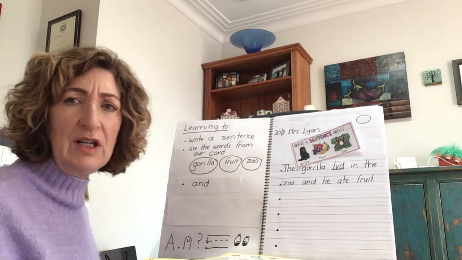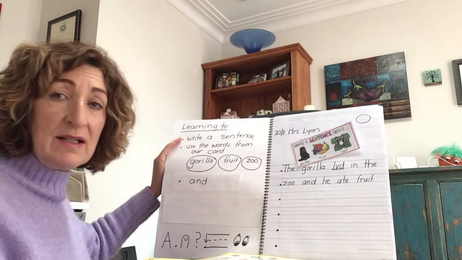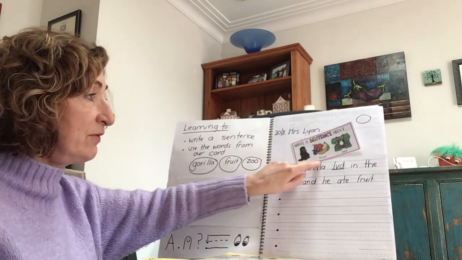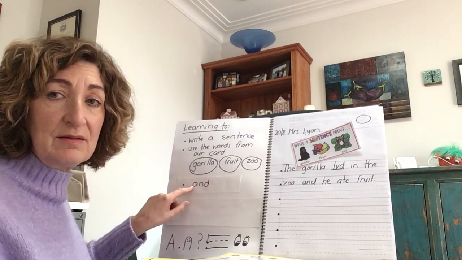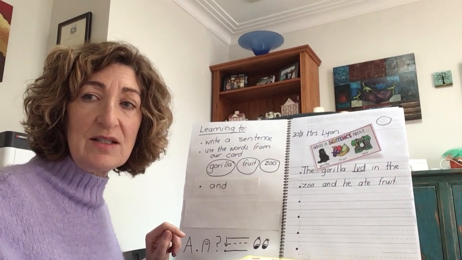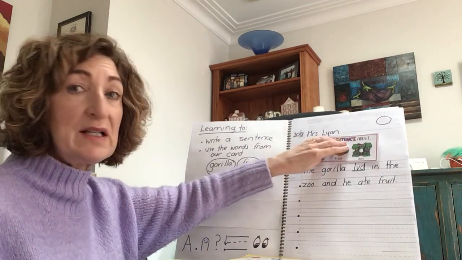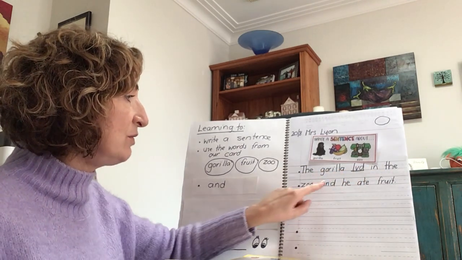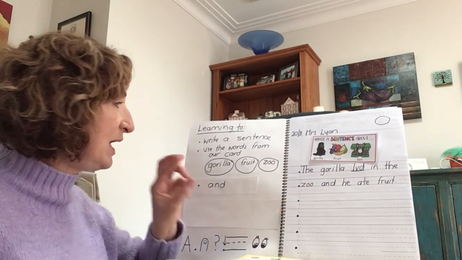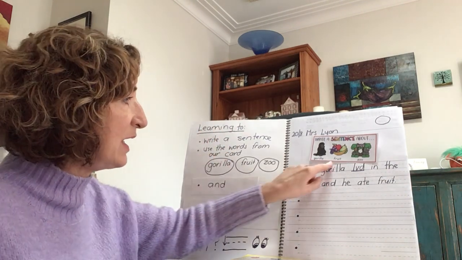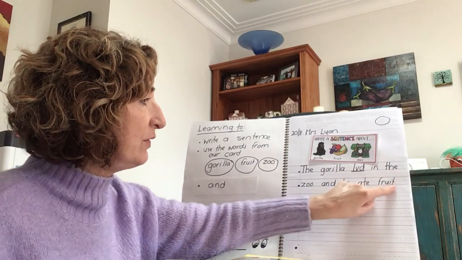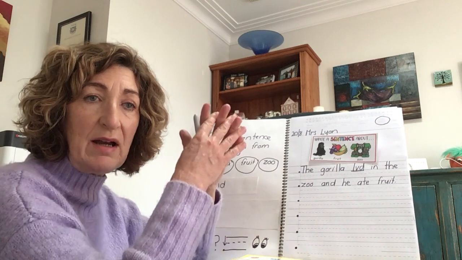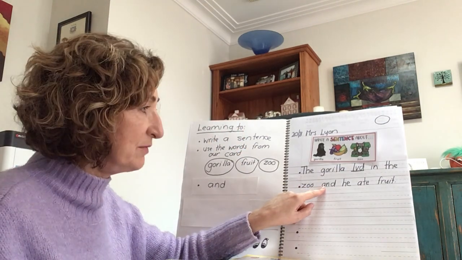Let's come back to what we were learning to do today. We were learning to write a sentence, to use the words from our picture card, gorilla, fruit and zoo, and use the word and. Let's read it again just to check we've achieved that we've been successful. The gorilla lived in the zoo and he ate fruit. Okay, I had to use the words gorilla, fruit and zoo, and there they are. Gorilla, fruit and zoo. And I need to use the word and because that word joined my ideas. And there it is, and.